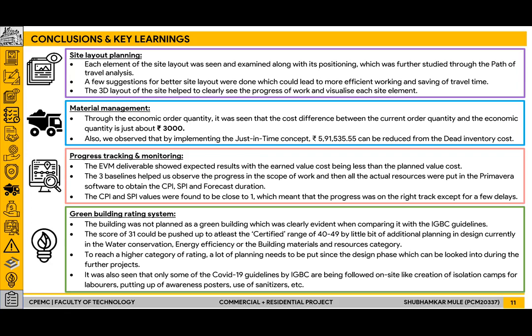And ultimately, from the green building rating system, the building was not planned as a green building as such, which was clearly evident when comparing with the IGBC guidelines. The score of 31 could be pushed up to at least a certified range of 40 to 49 by a little bit of additional planning in the design stages, currently in the water conservation, energy efficiency, or the building materials categories. To reach a higher category of rating, a lot of planning needs to be put in the design phase, which could be looked into during further projects.